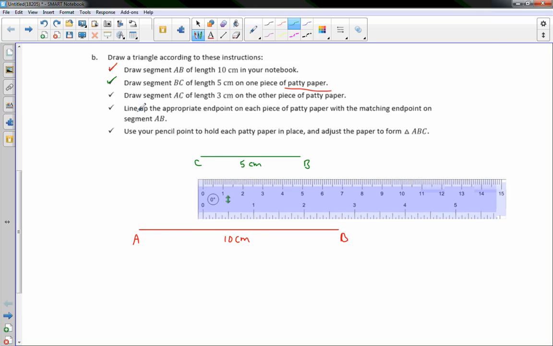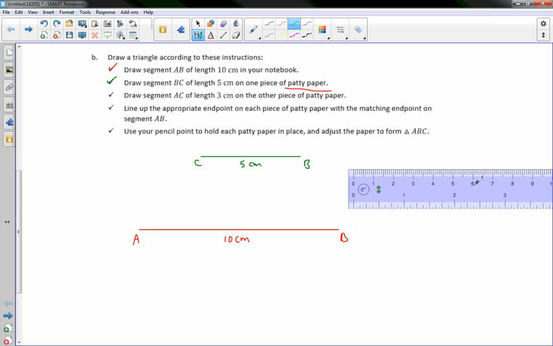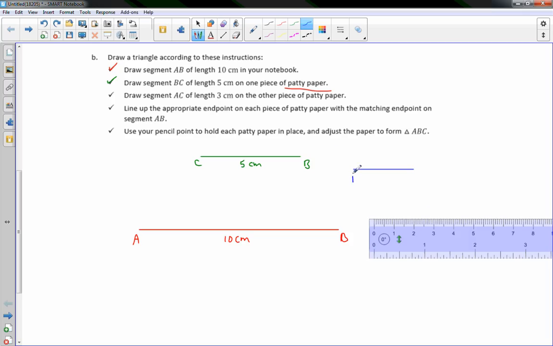Okay, so that's done. The third thing to do is draw a segment AC on a different piece of patty paper. So if we had two pieces of plastic, in other words, and I'll do that in blue, and that has to be 3 centimeters. So I start at 0, and I go over to 3, and there's 3. And I'm going to call that AC, and it's 3 cm.